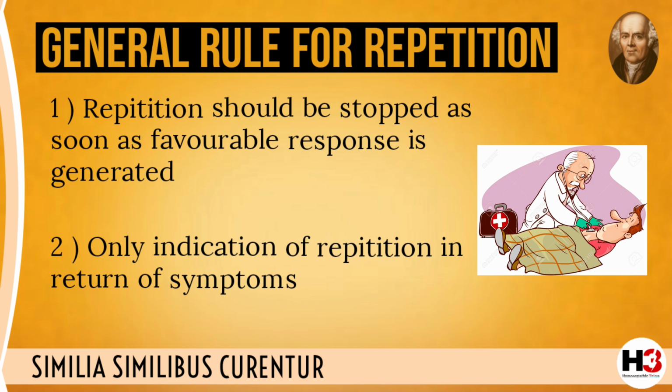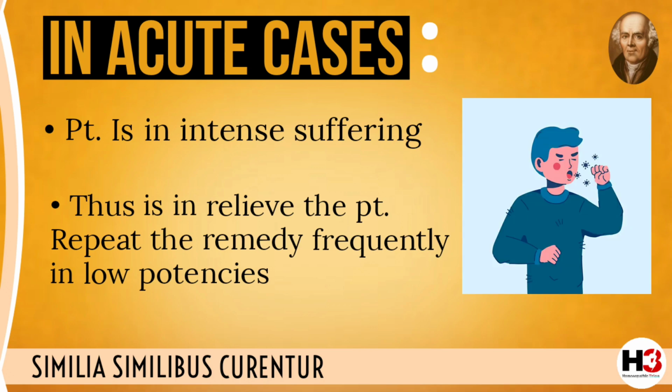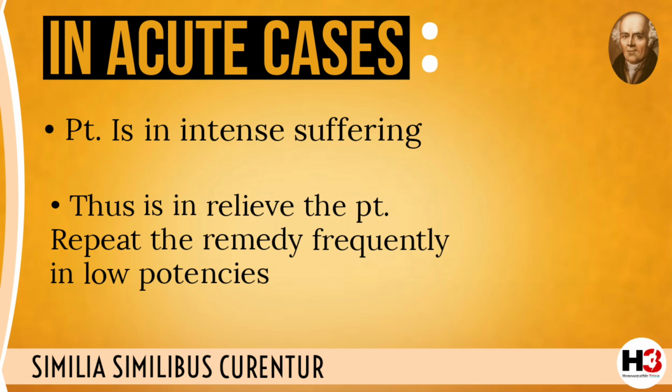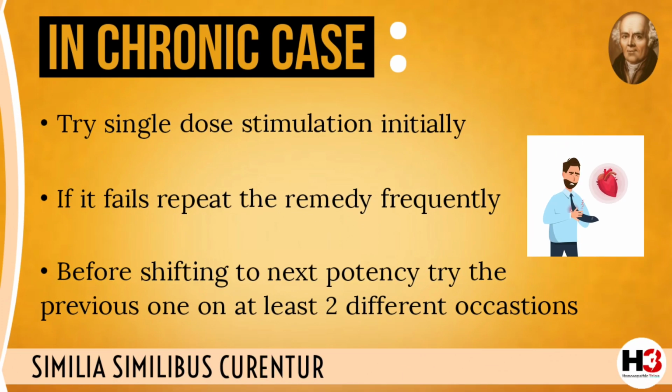However, these rules are sometimes modified in acute and chronic cases. In acute cases, since the patient is in intense suffering, we should definitely try to repeat the remedy more often to help the patient. But in chronic cases, we should restrict ourselves to a single dose stimulation. When this fails, then and only then should frequent repetition be tried. In chronic cases, we can also follow Dr. Kent's rule, that is, before shifting to the next potency of the same remedy, we must definitely try to repeat the same remedy in different repetitions and see whether it is working or not.